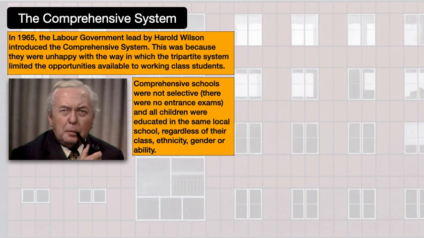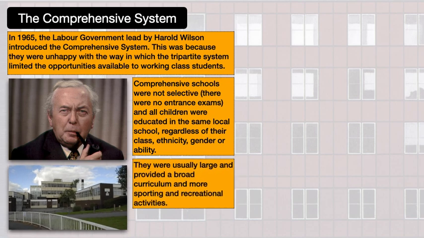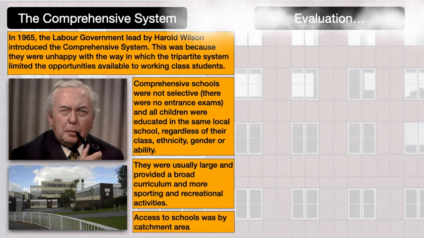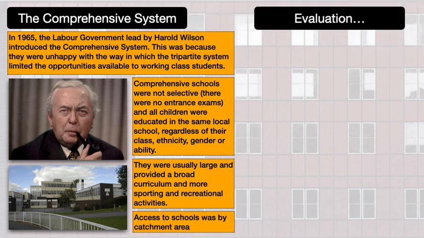They weren't selective, there were no entrance exams, and all children were educated in the same local school, regardless of their class, ethnicity, gender or ability. They were usually large schools and provided a broad curriculum and more sporting and recreational activities on top of the traditional academic subjects. And really the access to these schools, as I said, wasn't through achievement, but through a catchment area. So you would go to the school that you lived closest to.